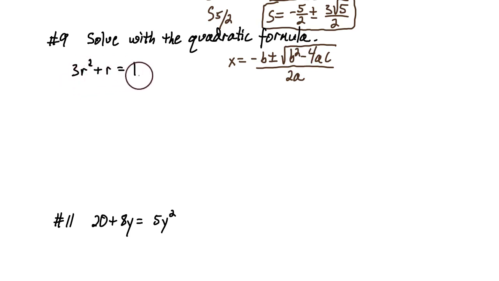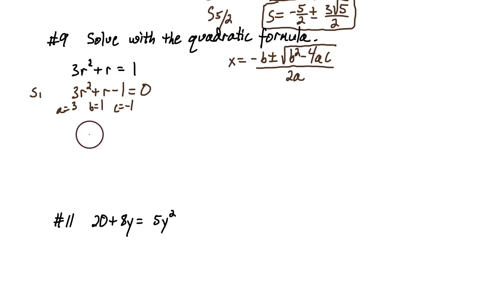To use this formula, we need to know values of a, b, and c. So let's go to our equation and make sure it's in standard form before we find a, b, and c. It's not in standard form. Let's subtract 1 from both sides. Now that we have standard form, we can see that a is 3, b is 1, right there in front of r, and c is negative 1, our constant term.